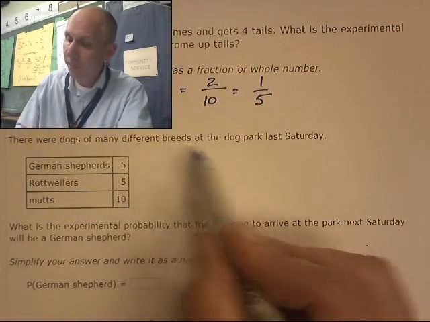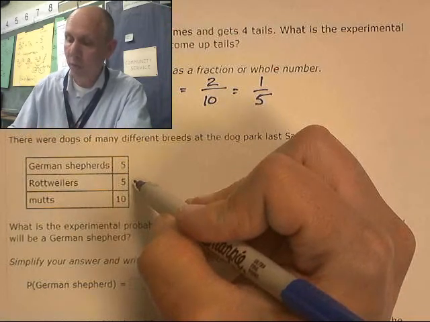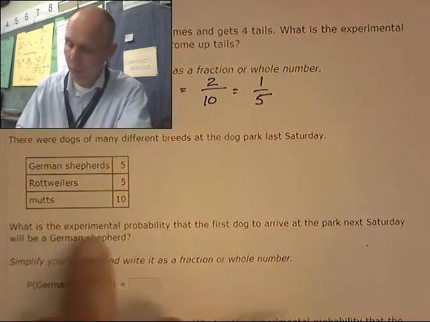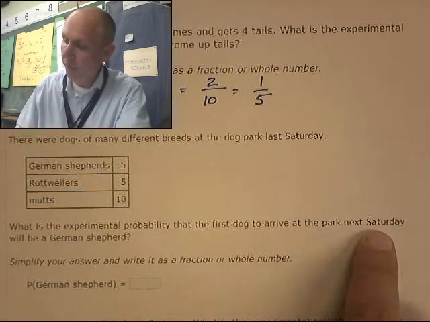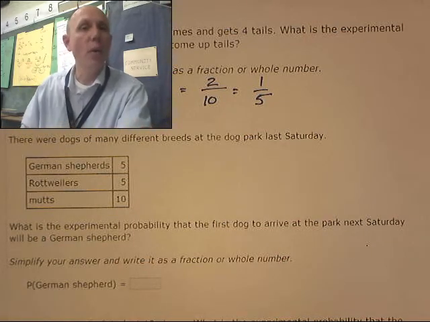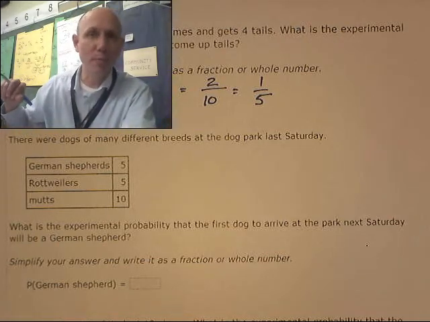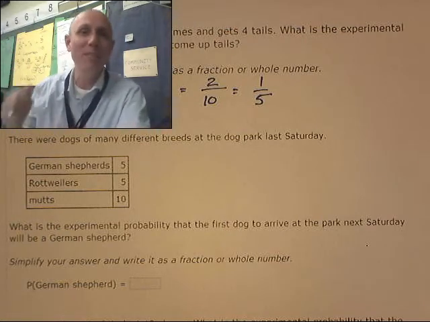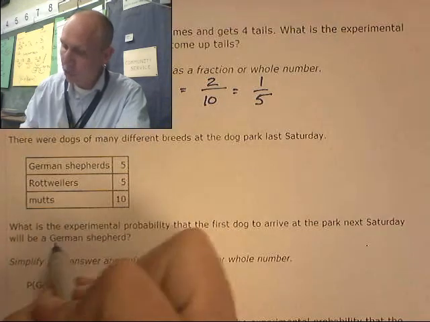There were dogs of many different breeds at the dog park last Saturday. 5 German Shepherds, 5 Rottweilers, and 10 mutts. What is the experimental probability that the first dog to arrive at the park next Saturday will be a German Shepherd? What it's looking for is, imagine I randomly select a dog. All these dogs are in a big bag, okay? I'll grab a dog out.